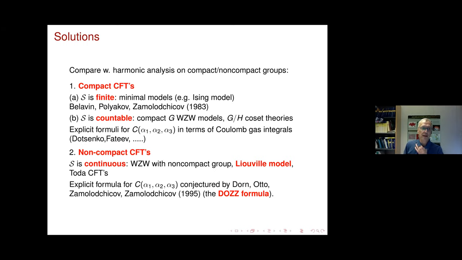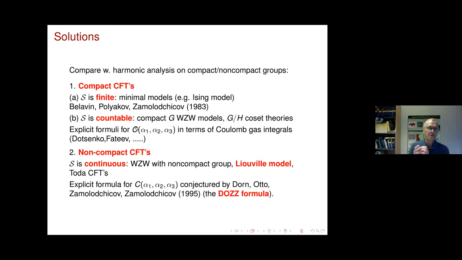So this is the case of what Belavin, Polyakov, and Zamolodchikov found in the 80s. They found this finite spectrum case, which is called the minimal models. For instance, the Ising model is one of those. Or there's another, a discrete spectrum, either finite or countable, but still discrete. Such theories are, for instance, sigma models, WZW models, or the Coset theories. And in all these cases, there are formulae for the structure constants in terms of Coulomb-Gas integrals. They go back to Dotsenko and Fateev and many people afterwards.